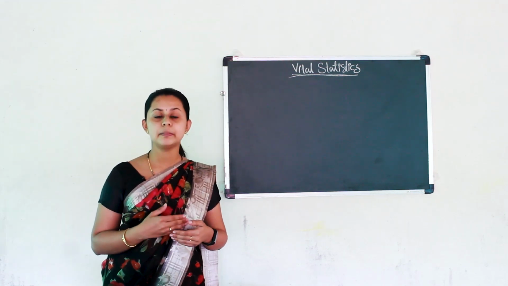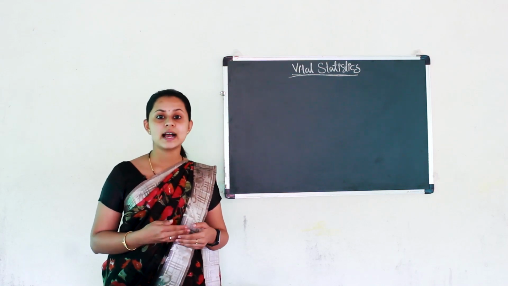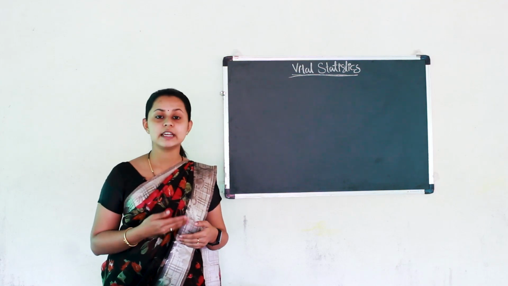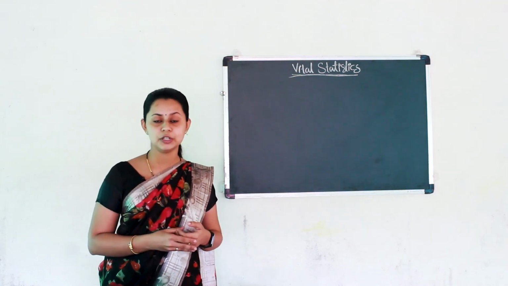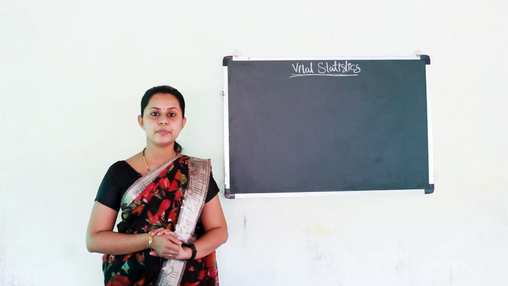If the majority of these births are boys, then there will be a decrease in the population, while the population will increase if the new births are girls. Also, if mortality is ignored, we may not get the correct rate of growth of population. So for measuring this rate of growth of population, we calculate the reproduction rate. There are two types of reproduction rates. The first one is the gross reproduction rate and the second one is the net reproduction rate. So we shall study the first one, gross reproduction rate.